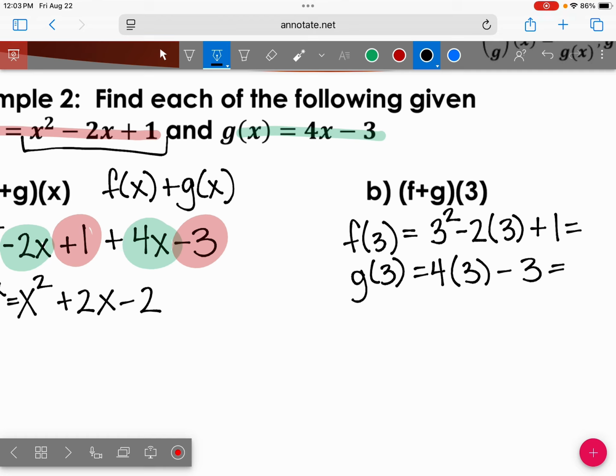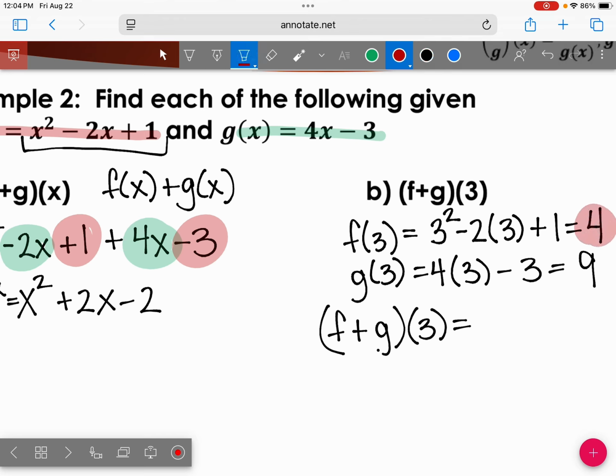So that would be 9. 9 minus 6 is 3. 3 plus 1 is 4. And then 4 times 3 is 12. So 9. Who got 4 and 9? So then that means that f plus g of 3 is what you get when you add together these two numbers.